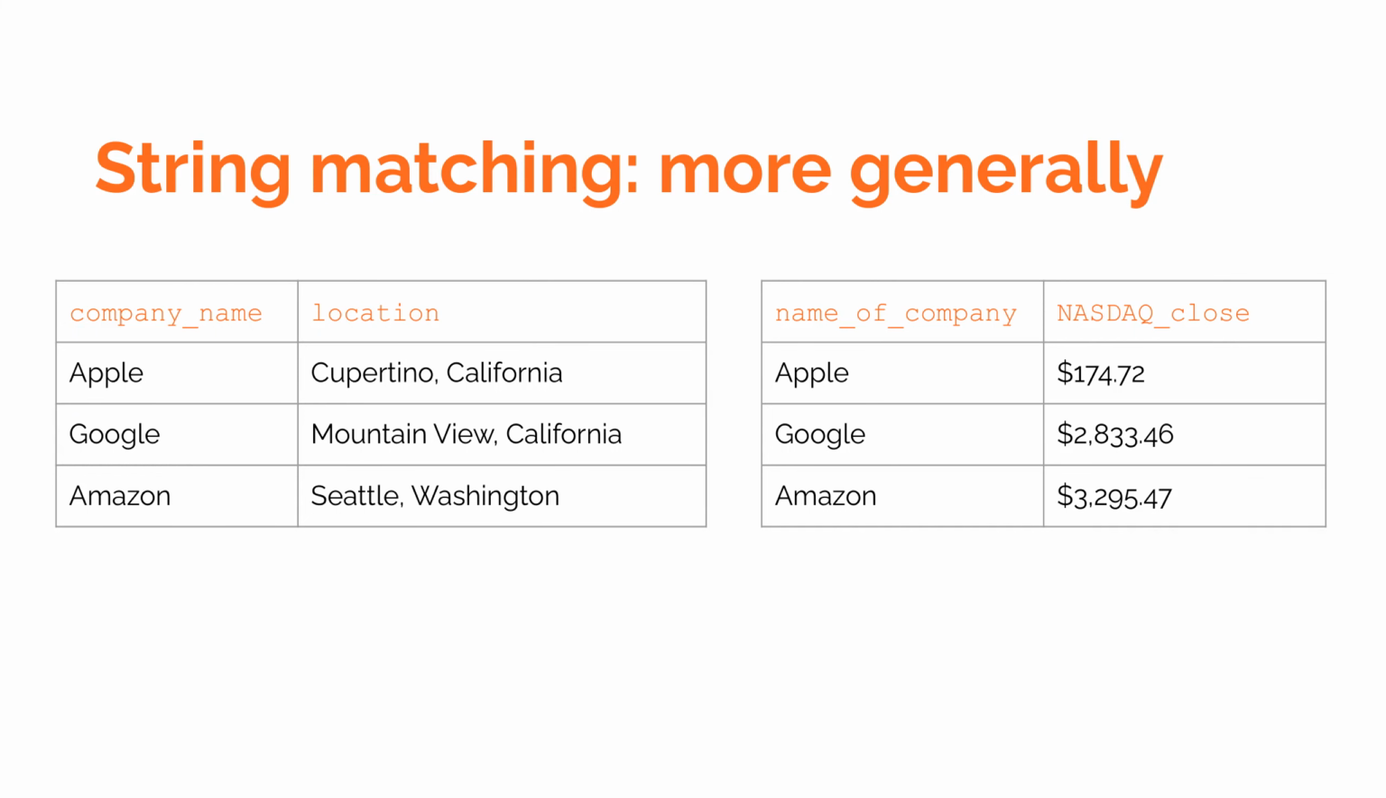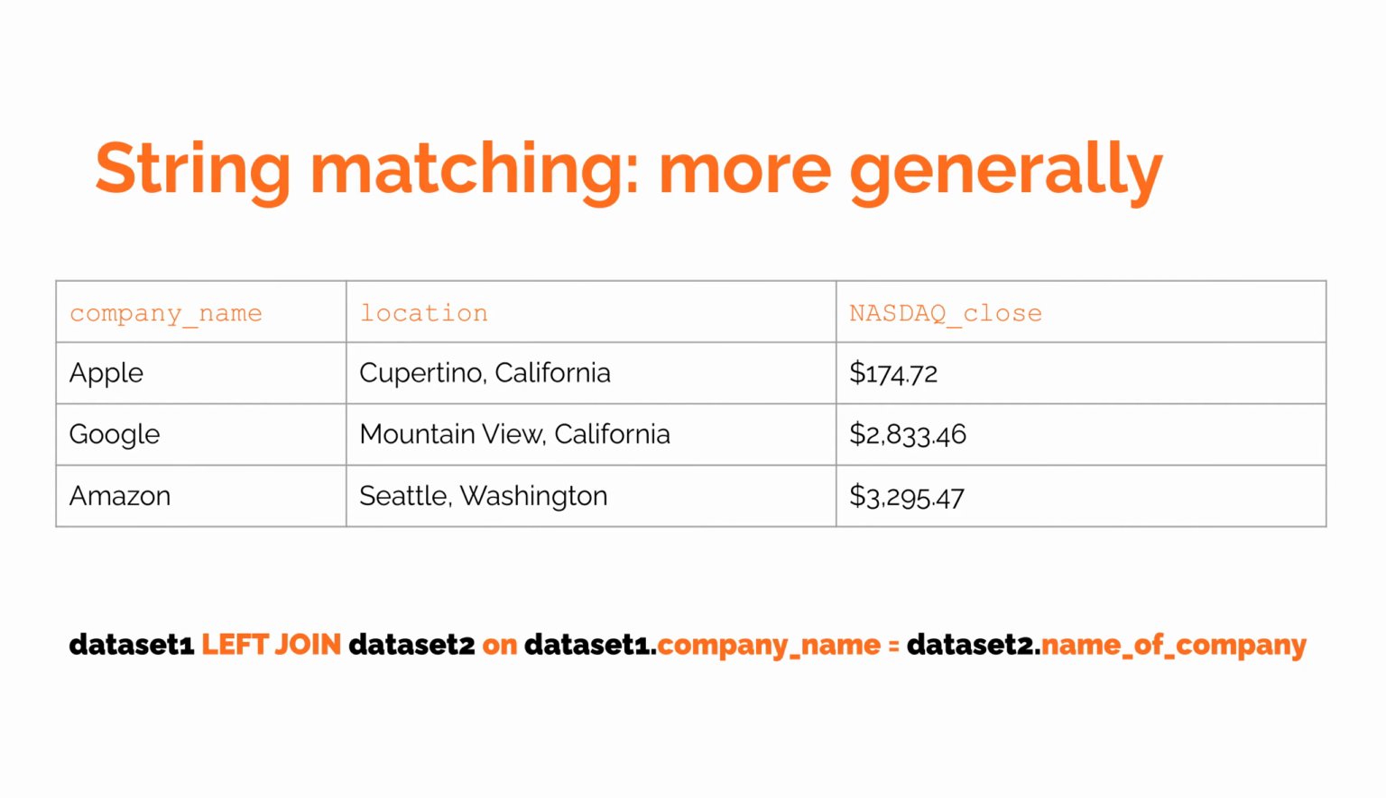Before we talk about fuzzy string matching, let's talk about string matching more generally. Say we have two different data sets, and each one has a variable that contains the name of a company. In dataset number 1, this variable is called company_name, and in dataset 2, this variable is called name_of_company. If we want to combine the information from dataset 1 and dataset 2, we can simply do a join on the two datasets using the variable that they have in common.